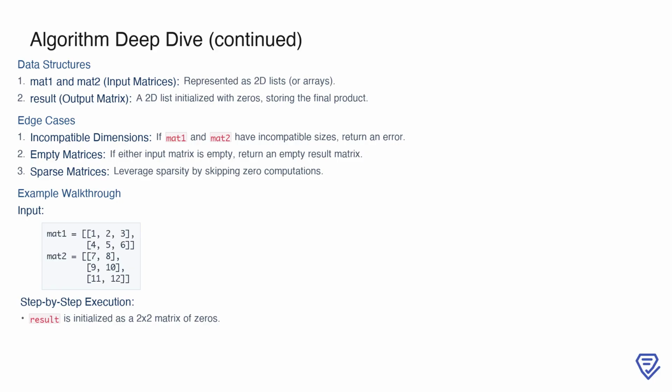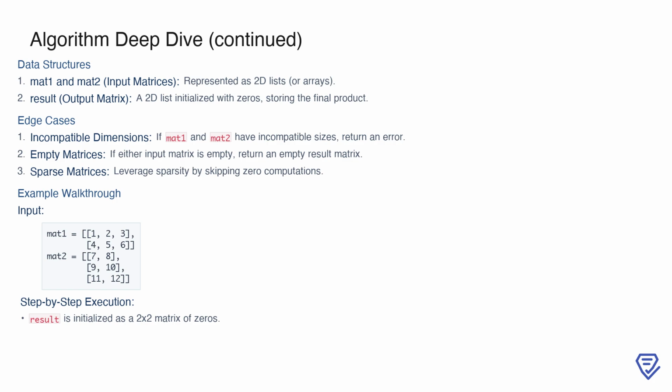It's important to handle edge cases to ensure the algorithm is robust. For instance, if the dimensions of mat1 and mat2 are incompatible, we should return an error or handle the case gracefully. If either of the input matrices is empty, the result should also be an empty matrix. Sparse matrices provide an opportunity for further optimization. By skipping computations involving zero elements in the rows or columns, we can avoid unnecessary operations.